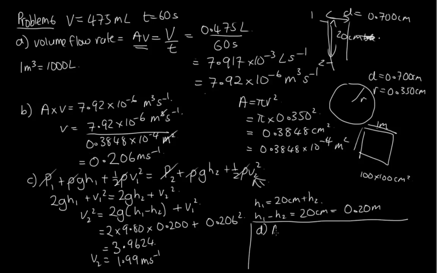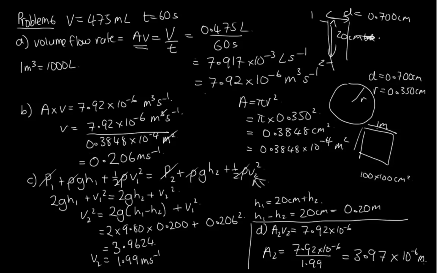So we've got that A2 v2 is equal to the same as it was up the top. So that's 7.92 times 10 to the minus 6. And we know this velocity, so that tells us that the cross-sectional area at 2 is 7.92 times 10 to the minus 6 divided by 1.99. And so this is equal to 3.97 times 10 to the minus 6 meters squared.